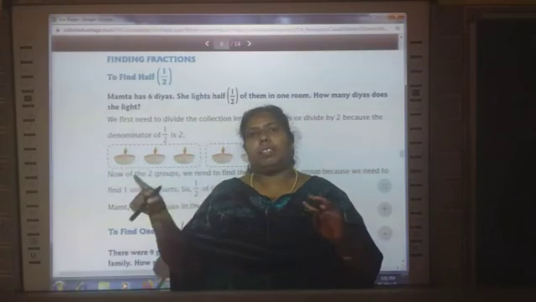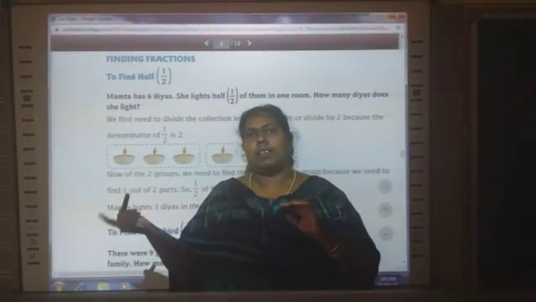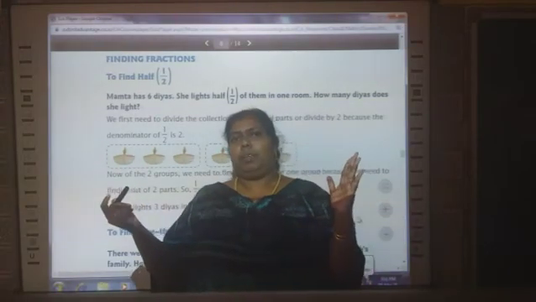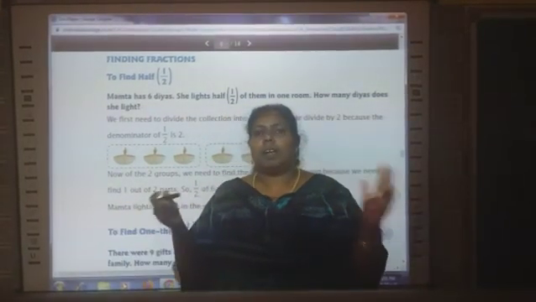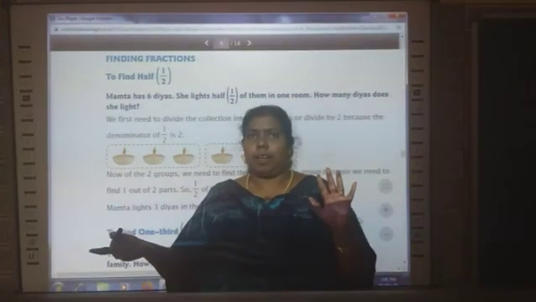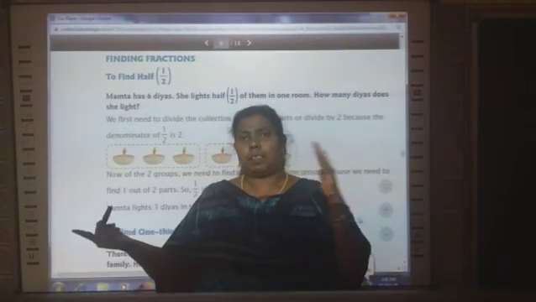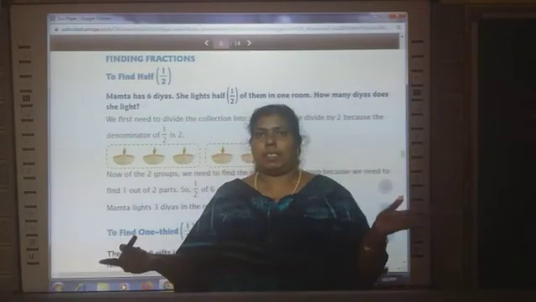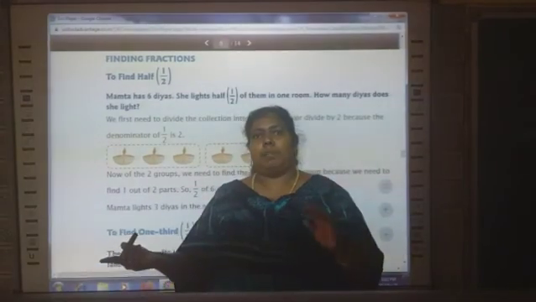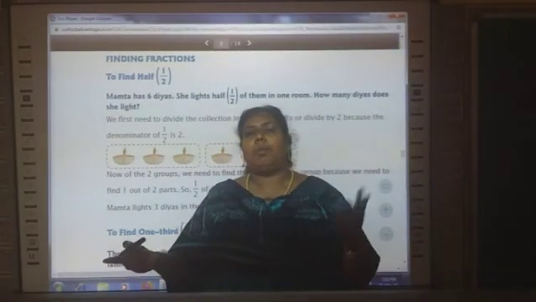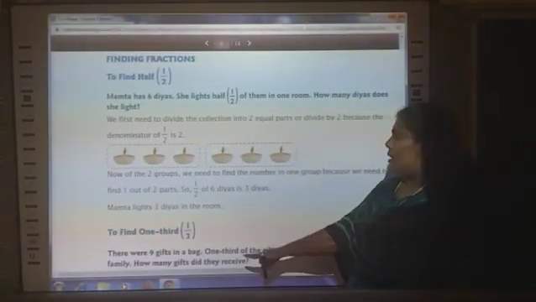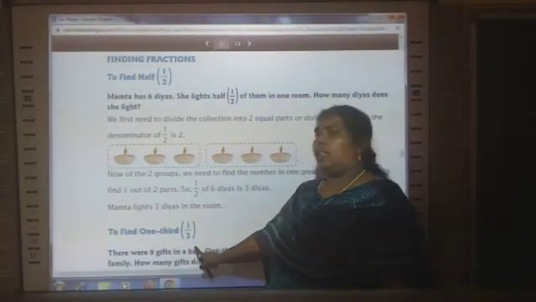If I am taking 10 chocolates and I want to divide them into 2 groups, that means I want to give someone half of them. So half means how much will it come? Of the 10, 5 will come, right? If I am taking 12, half means how much? 6, right? If I am taking 20, half means how much will it come? 10, right? In one group how much will it come? 10. Understand?